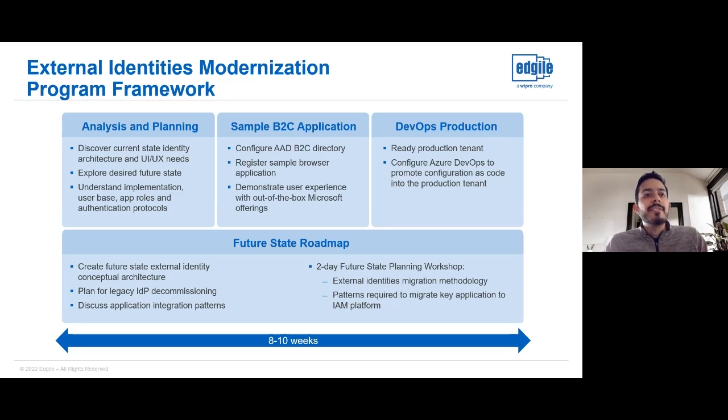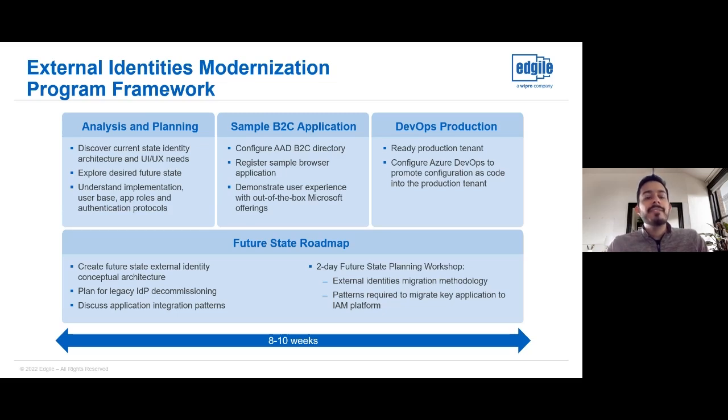The third phase here focuses on Azure DevOps. We can configure DevOps to promote B2C configuration as code into the production environment. So essentially we have all the wiring in place, to the point that if you decide to move your sample app into production, you have the pipeline ready to migrate the code into the production environment. This is very unique to our service offering, and it can be leveraged as part of this Quick Start program.